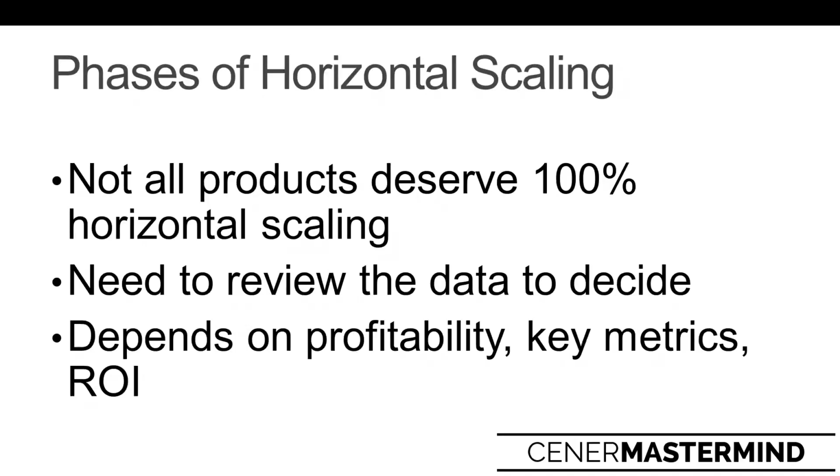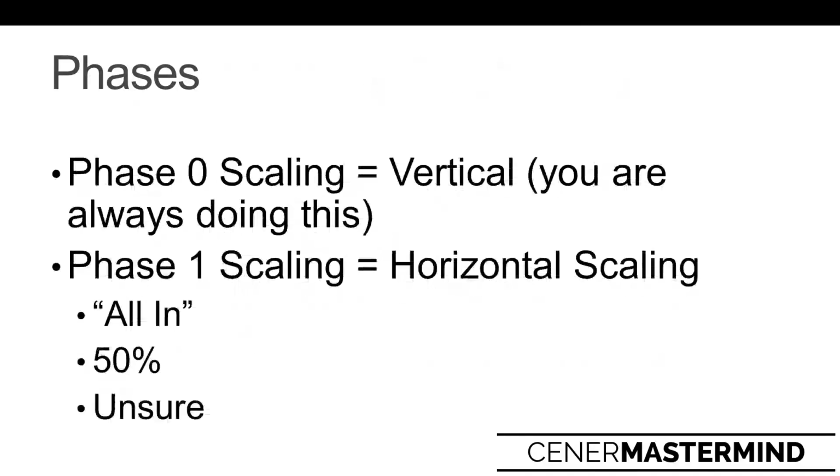Because some products might be profitable $5, some products might be profitable $500. Right? They're not equal. So there are different phases of scaling. Okay, phase 0 is vertical scaling because you're always doing vertical scaling. The second that you have a product that is working, you're going to be doing vertical scaling.